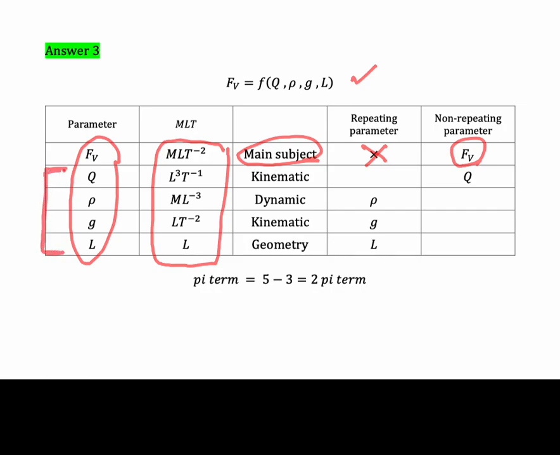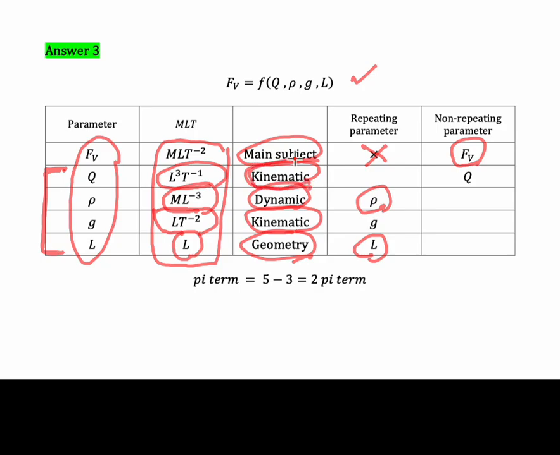And then we have another four parameters here, which we need to divide into groups. We found that L is the geometry, and then we have LT here, which is the kinematic, and also the flow rate, which is kinematic. And finally, we have rho as the dynamic. Then we need to choose the repeating parameters. Because geometry is only one, for sure it will become a repeating parameter. The dynamic is only one, so we take rho as the repeating parameter.